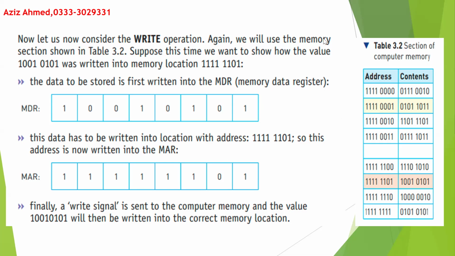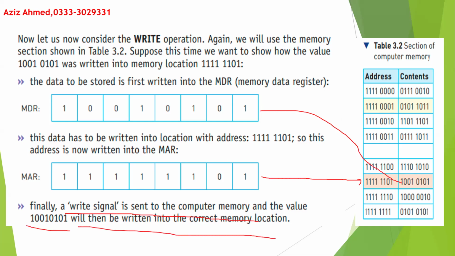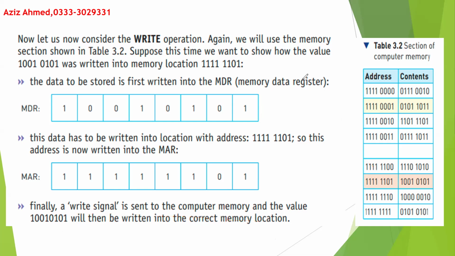That is why data is written in MDR, and then its address is written in MAR. From MAR, it will locate the memory location where the data is to be written. Finally, a write signal is sent to computer memory, and the value 10010101 will then be written into the correct memory location, because from MAR the memory location will be identified.